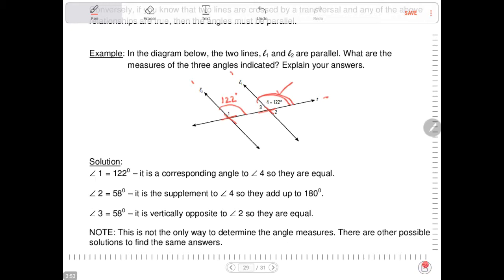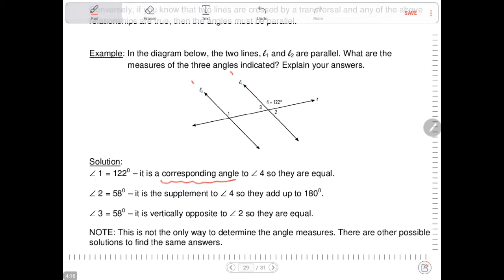But remember, like I said to you, if you just go angle 1 is equal to 122 degrees, if you get that, that's great. But most of them will say, well, how did you know this? You will have to say because they are corresponding angles. Okay?